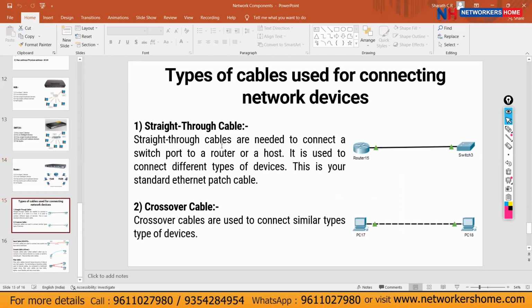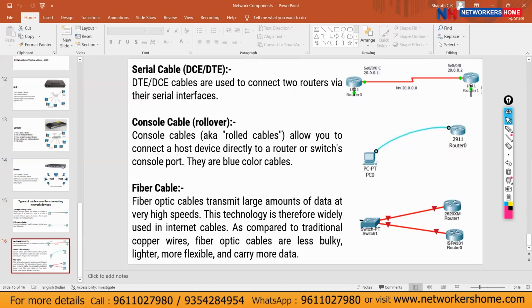Okay. Then we saw types of cables which we use in packet tracer. We use a straight through cable to connect two different types of devices. We use a crossover cable to connect two similar types of devices. We use a serial cable to connect serial interfaces in routers. Then we use a console cable to configure the new device or any device. Whenever you want to configure from your laptop to a new network device, we use a console cable to configure. Then fiber cable, it is used for transmitting large amounts of data at higher speeds. Okay.